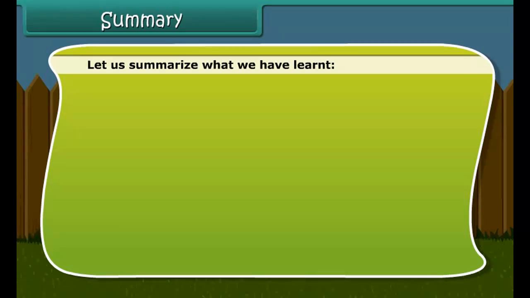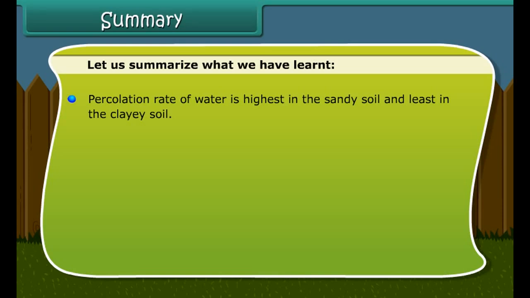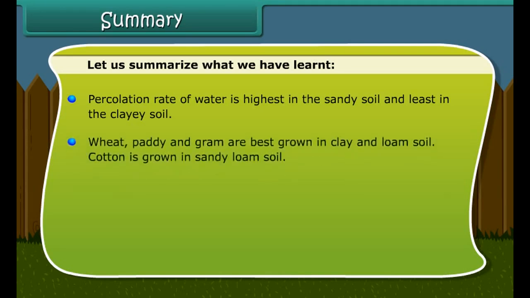Soil erosion is a process of removal of the top layer of the soil. Percolation rate of water is highest in the sandy soil and least in the clay soil. Wheat, paddy, and gram are best grown in clay and loam soil. Cotton is grown in sandy loam soil.